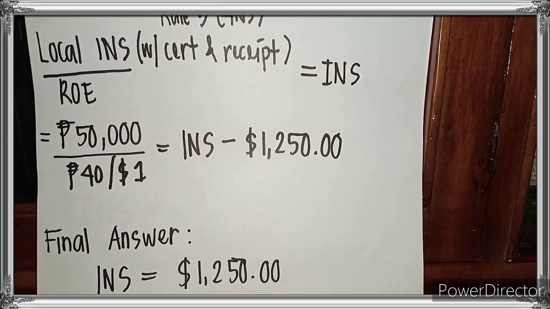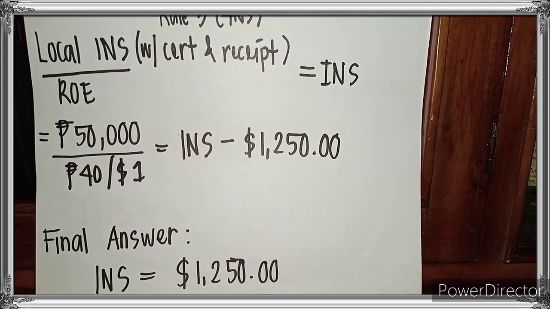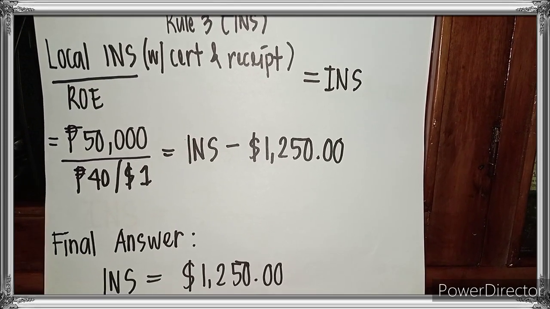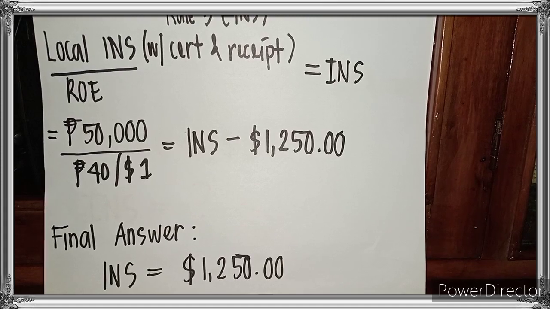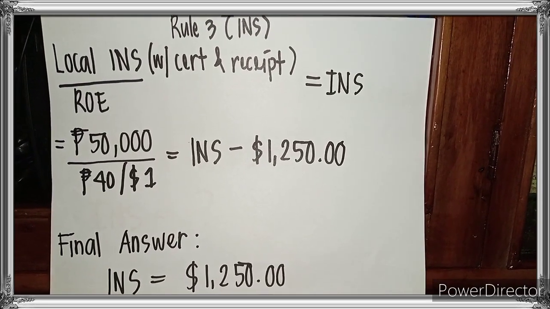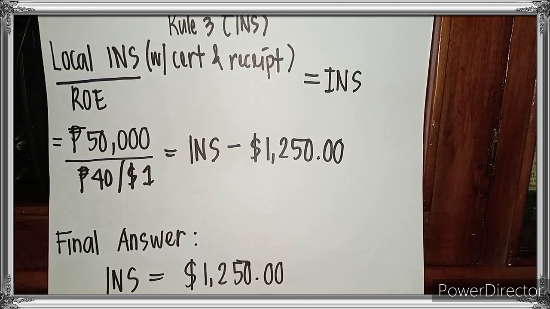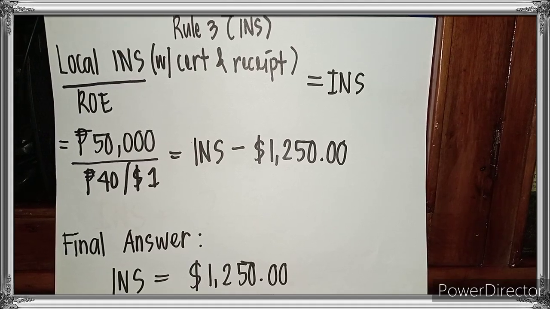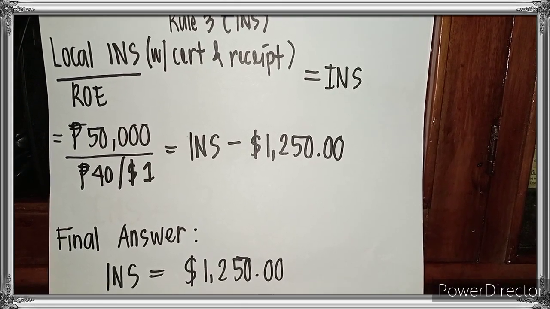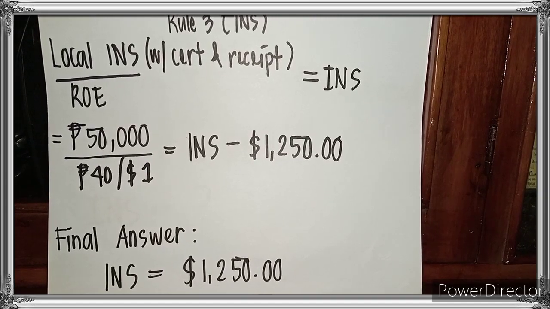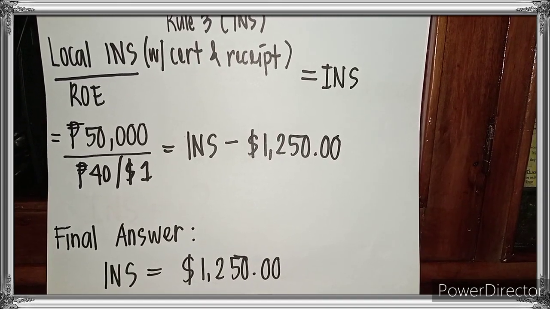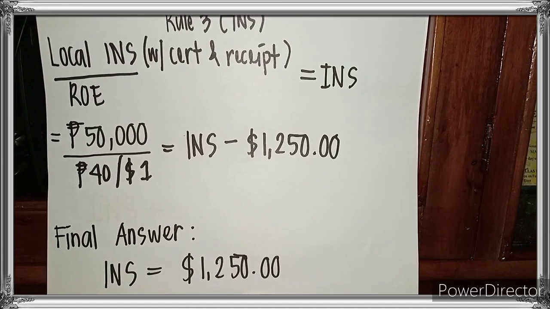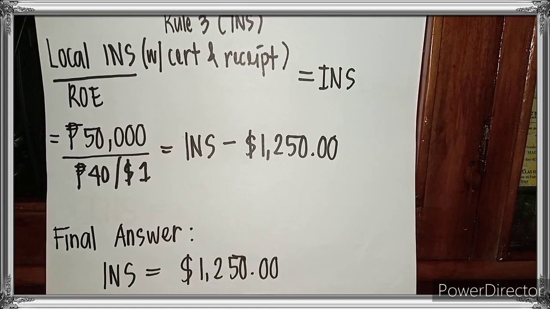Take note that there is a certificate and receipt provided. What we have to do now is to divide the local insurance by the rate of exchange, and then we will get the answer for the insurance. Substituting, 50,000 pesos divided by 40 pesos per $1 is equal to an insurance of $1,250. So the final answer for insurance is $1,250.